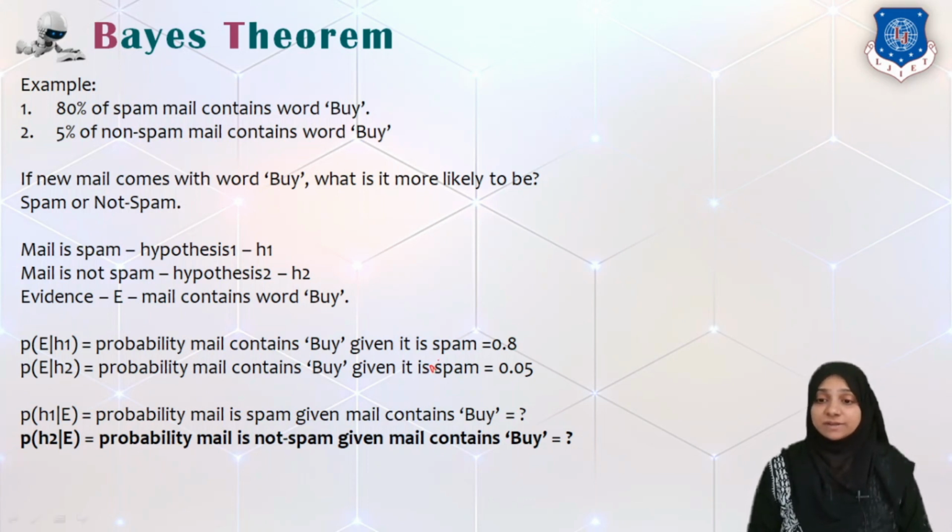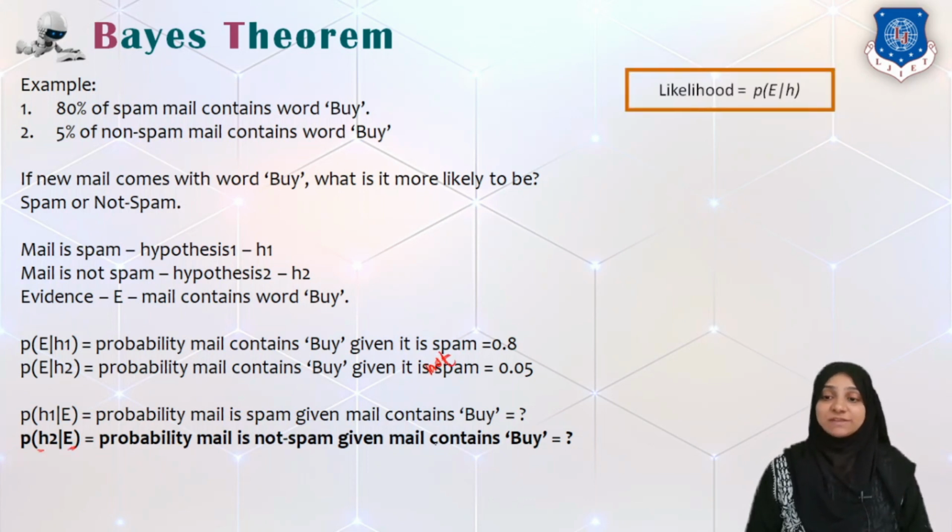One thing you should consider here is that I must write "not". We will calculate each of these, and whichever value of these two is greatest will be supporting the hypothesis, or will be the correct hypothesis. It can be either H1 or H2. So here, the component we have got, the probability of E given H, the probability of the mail containing the word given that hypothesis H is already supported, is called the likelihood.